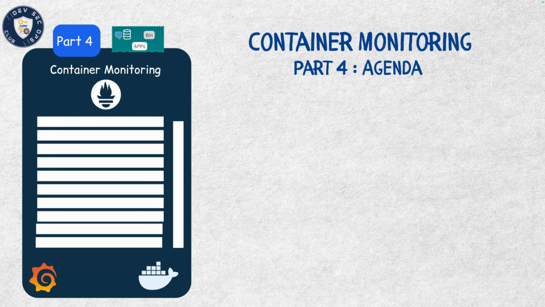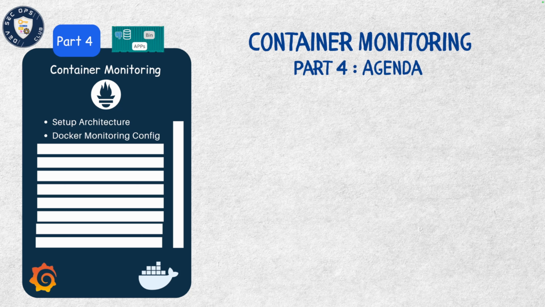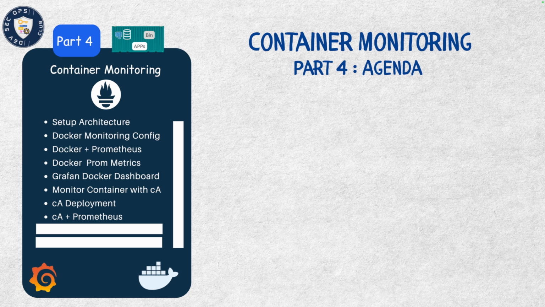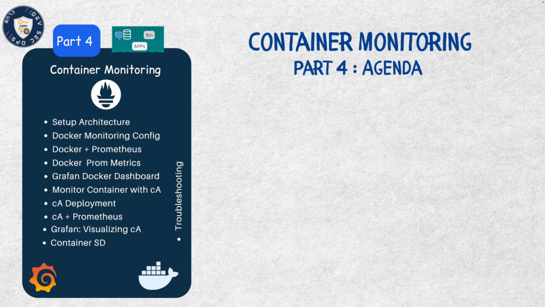Here is today's journey. We'll start by understanding what our end result will be, followed by installing and configuring Docker for effective monitoring, then integrating Docker with Prometheus and understanding its metrics. Then we'll set up a Grafana Docker dashboard. From there, it's time to bring in cAdvisor, the container advisor. We'll deploy it, integrate it with Prometheus, and visualize per-container metrics in Grafana. And finally, we'll wrap things up with container service discovery. Most importantly, we'll dig into troubleshooting and interview quizzes as we progress.